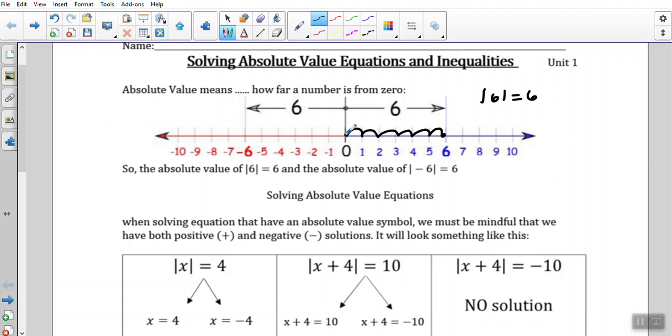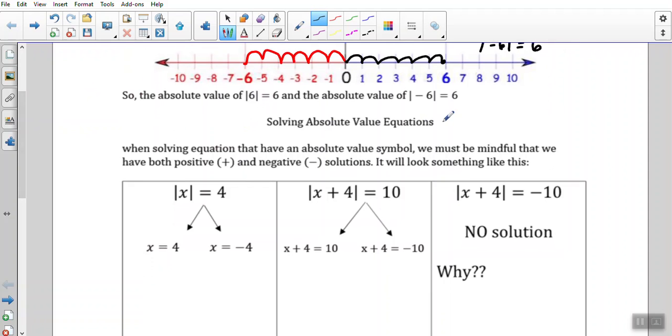And if we look at -6, we see that it's also 6 units. 1, 2, 3, 4, 5, 6 units. It's also 6 units away from zero. So the negative one, we would say, well, the absolute value of -6 is also 6. They both are 6 units away from zero. That's how the absolute value works. The absolute value has these symbols. We call them bars, two lines on either side.